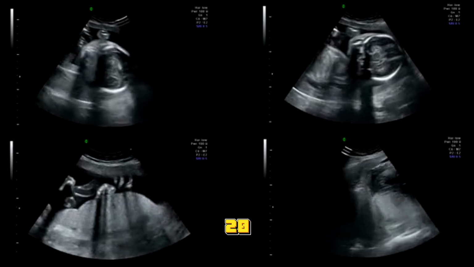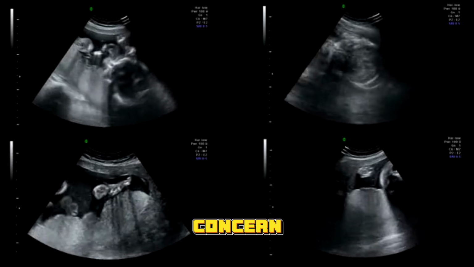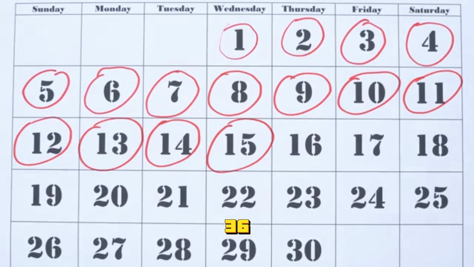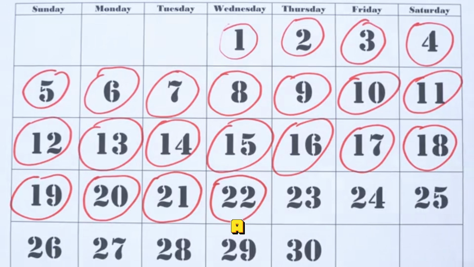So basically after 20 weeks of gestation and whenever there is a concern regarding fetal growth, the frequency of measurement is once a month until 36 weeks of gestation, and then it becomes twice a week until term.